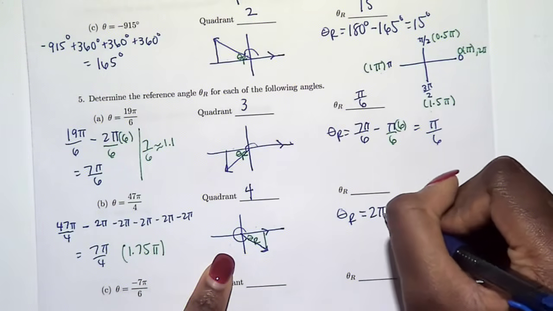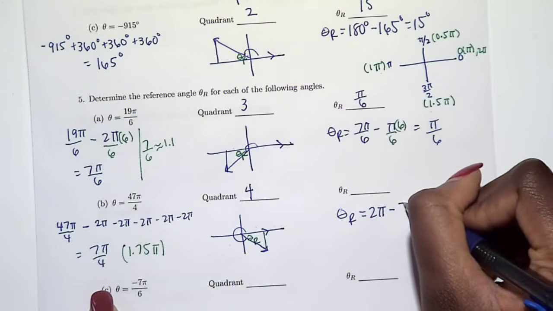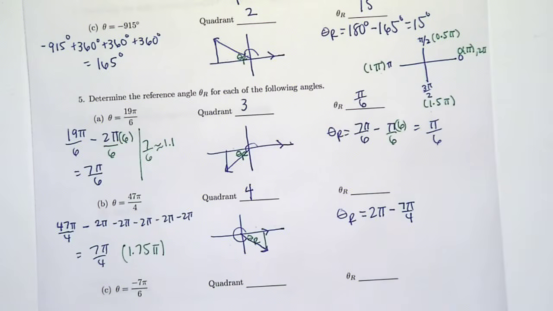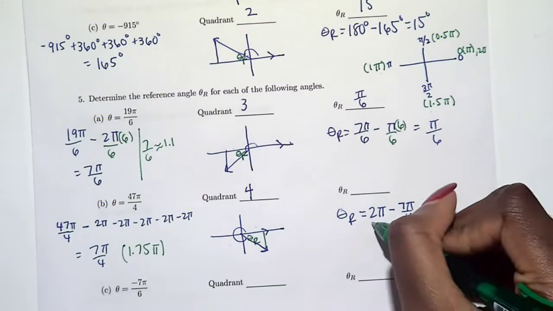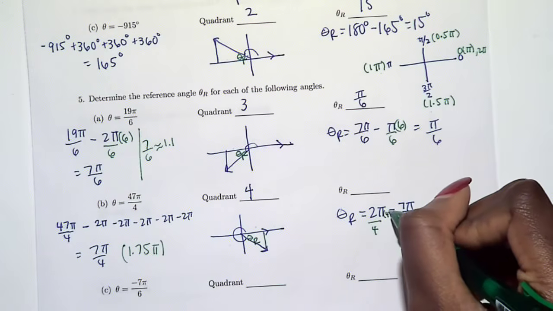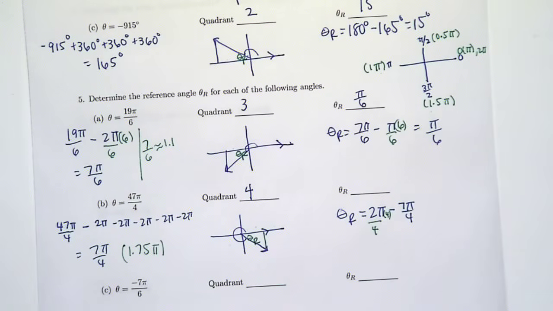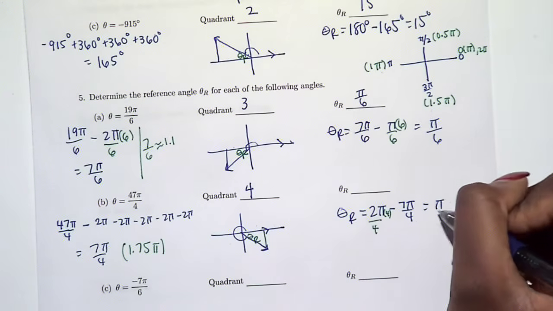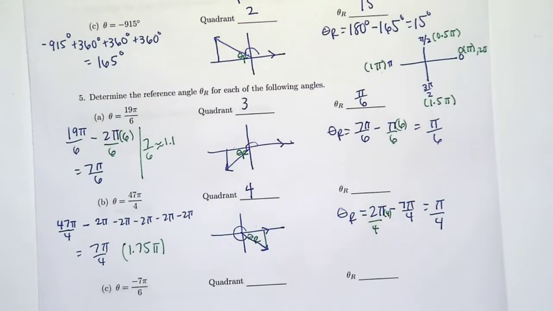So 2 pi minus 7 pi over 4. All right, and so we would do a common denominator. 8 minus 7 is 1. So our reference angle is pi over 4.